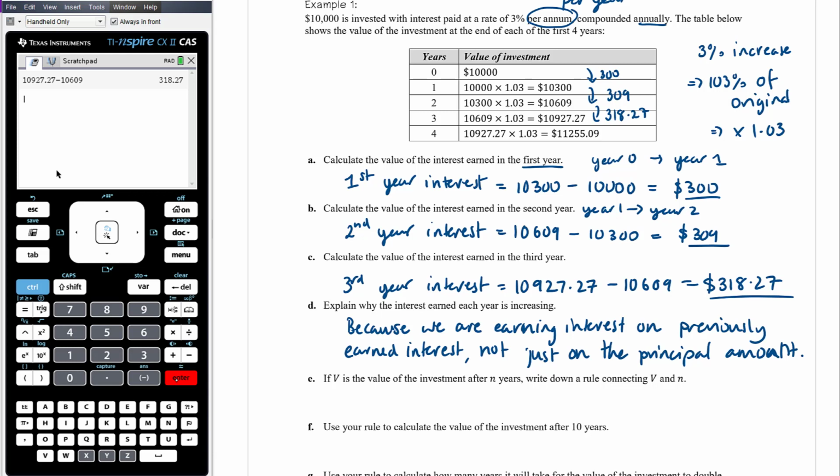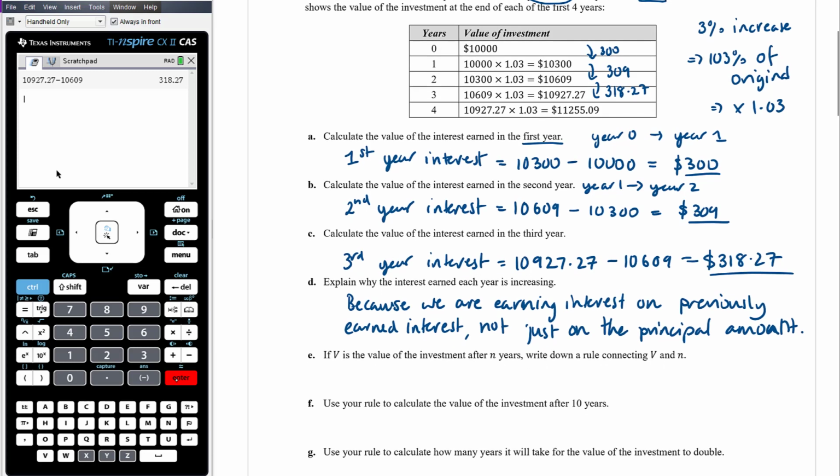V is the value of the investment after n years. Write down a rule connecting V and n. Again, we did a bit of this yesterday. What we're seeing here is we're multiplying by 1.03 each year. At year 1, we've multiplied our principal amount by 1.03. At year 2, we've multiplied our principal amount by 1.03 twice, so times 1.03 squared. At year 3, we've multiplied by 1.03 three times, so 1.03 cubed.